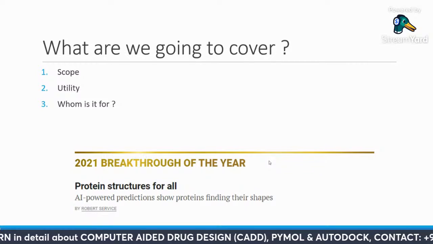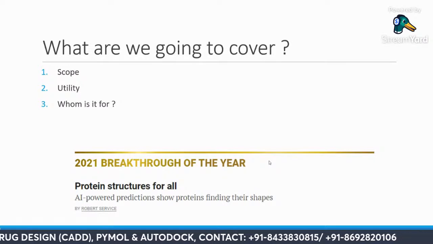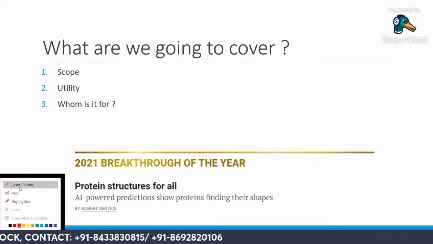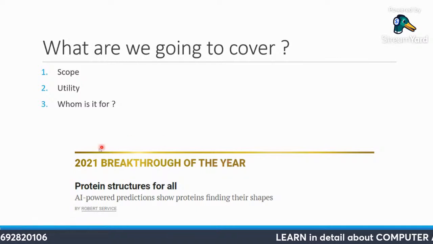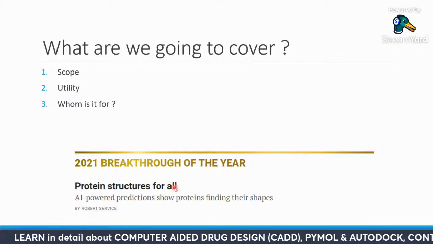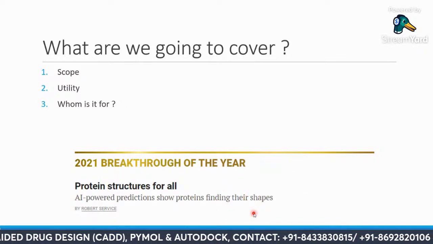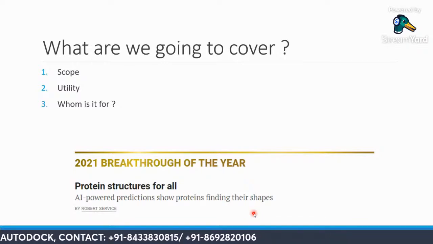So just to highlight the importance, the 2021 breakthrough of the year, as you can see, let me just switch on the laser pointer. So as you can see, the 2021 breakthrough of the year, which is basically given by Science magazine. So Science magazine is one of the most prestigious and most popular science magazine. So it was given to AI powered predictions to show proteins. So basically, the sequence of proteins. Okay, so basically each and every protein is made up of different amino acids, right? A sequence of amino acids.